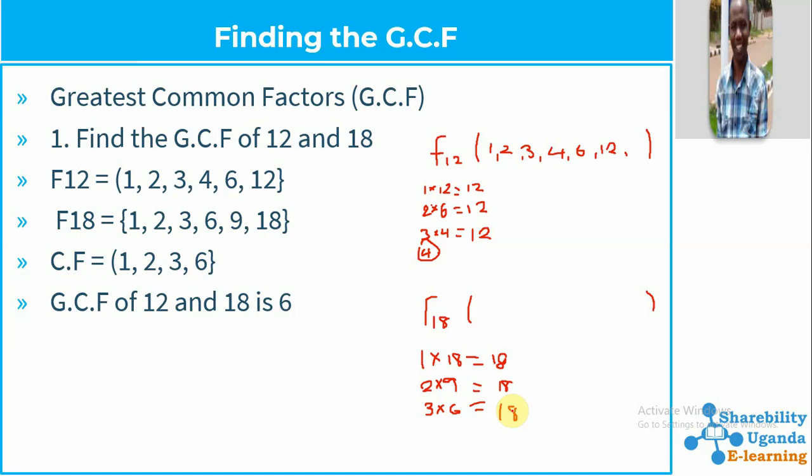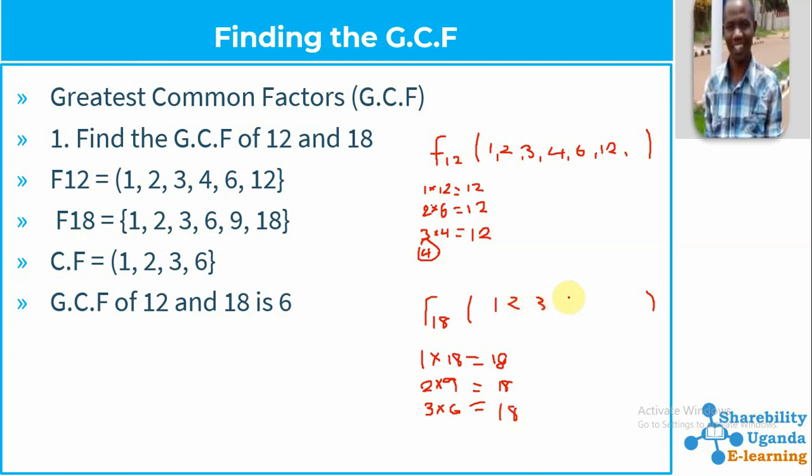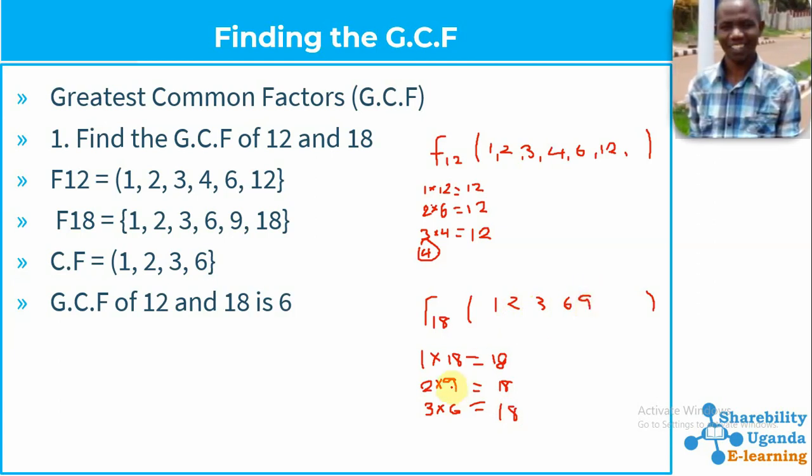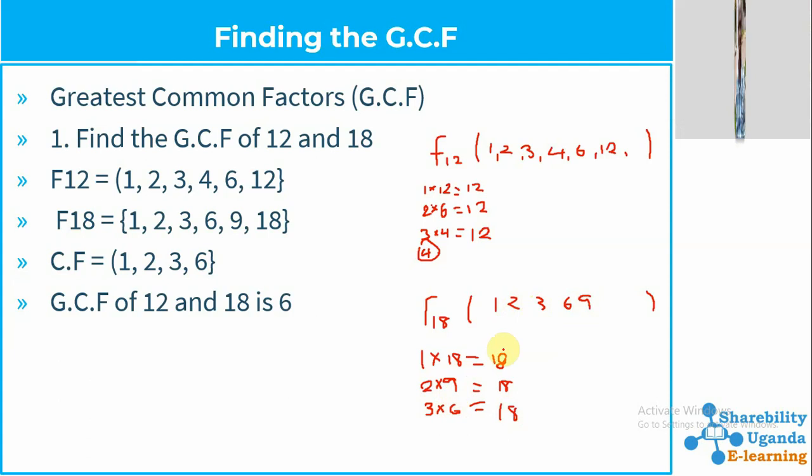So this simply means we have a 1, we have a 2, we have a 3, we have a 6, and we have a 9. Okay, all these numbers are here. I'm just picking them from here. Then we also have our 18 itself. So now here we have been able to identify the what?